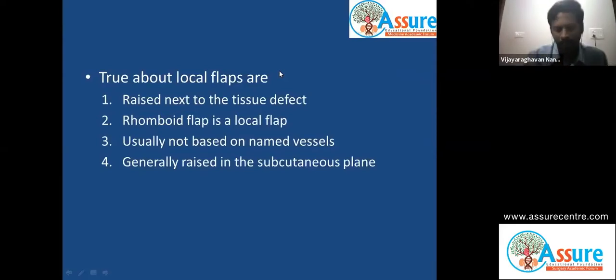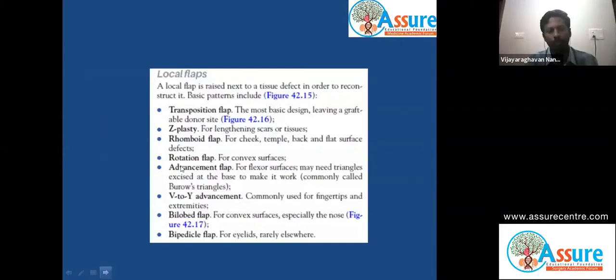So these local flaps are present immediately next to the defect. So based on the movement, these local flaps can be called transposition flap, Z-plasty, rhomboid flap. These are all based on the movement, whether it rotates into the defect or whether it's advanced into the defect, okay. These are all based on the movement, but these are all local flaps because they are present immediately next to the defect, okay.